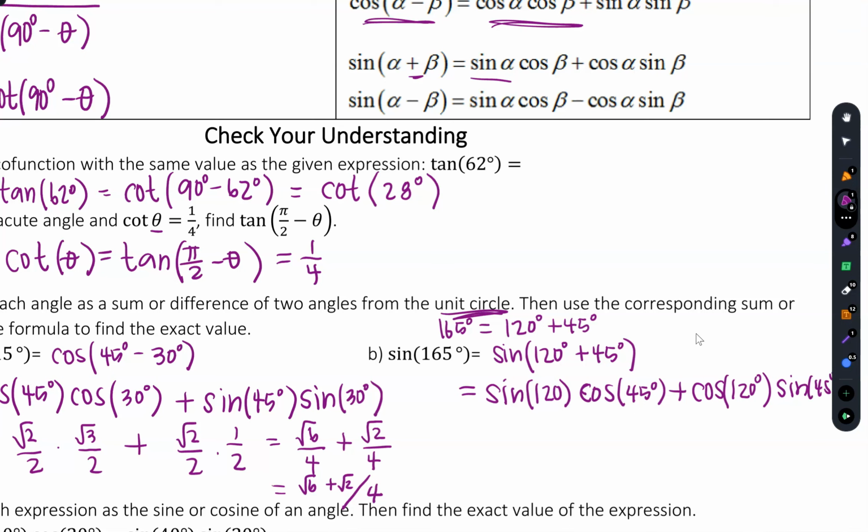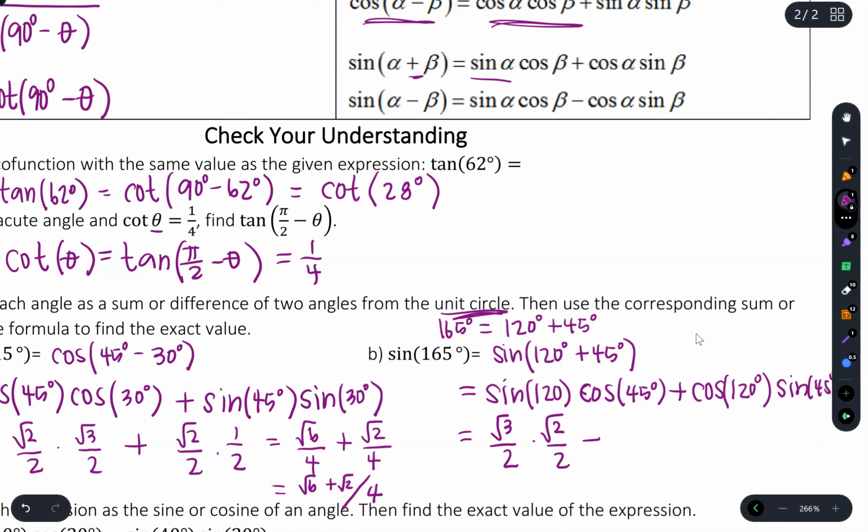Alright, sine of 120 is square root of 3 over 2. Cosine of 45 is square root of 2 over 2. Cosine of 120 is a negative 1/2. Sine of 45 is square root of 2 over 2. So this is going to end up being square root of 6 over 4 minus square root of 2 over 4.